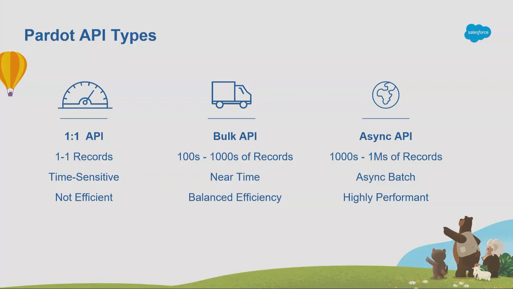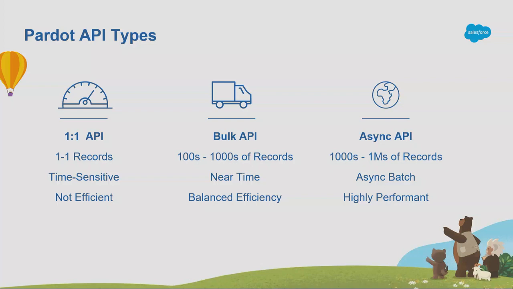Then we also have our bulk API, which consists of query and batch endpoints as well. This is also a synchronous process, but is really good for larger volumes, so when you're dealing with handfuls of records and providing the ability for you to do that in a very time-sensitive manner. So this is good if you're trying to update or sync information, say on the minute to an hourly basis.